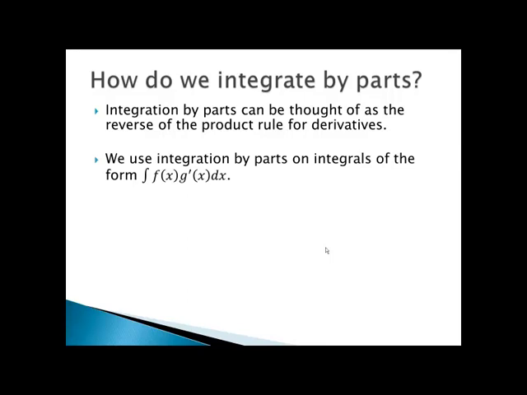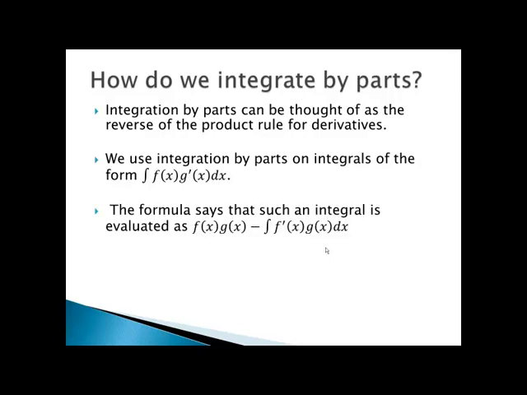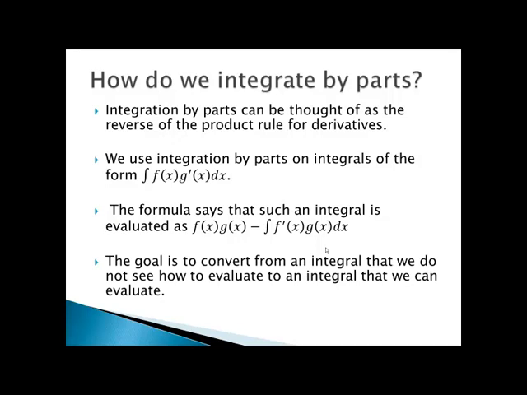We use integration by parts on integrals of the form f of x times g prime of x. The formula says that such an integral is evaluated as f times g minus the integral of f prime times g. Our goal in integration by parts is to convert an integral that we do not see how to evaluate into one that we can evaluate more easily.